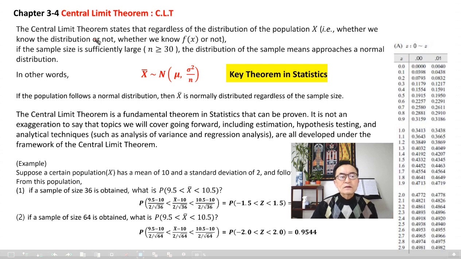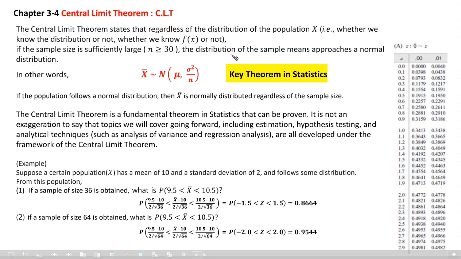Okay, let's go to the central limit theorem. We use CLT, okay? The central limit theorem states, and it is not difficult, regardless of the distribution of a population X. Whether we know the distribution or not, whether we know f of x or not, right? There is a population, a random variable X. The random variable X has a distribution, f of x. So we do not know what f of x is, okay?